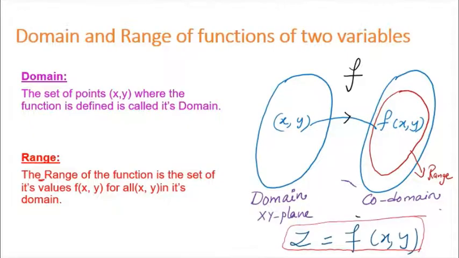Now let us come to the concept of domain and range of functions of two variables. Just as you had domain and range for a function of a single variable, the same definition and meaning hold for functions of two variables. So the domain is the set of points where we take the input, and the range is the set of all those points where you get the output. In general words, you can understand it like that.